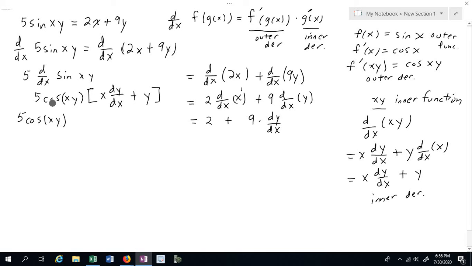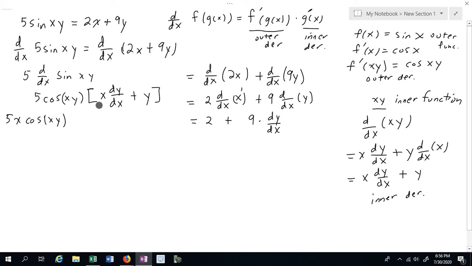In fact, I'm going to put the x up front, so you get 5x cosine of xy. Let me erase this. That doesn't seem to be erasing, but I'm going to put 5x in front. That looks like a negative, so let's see if I can get that erased.